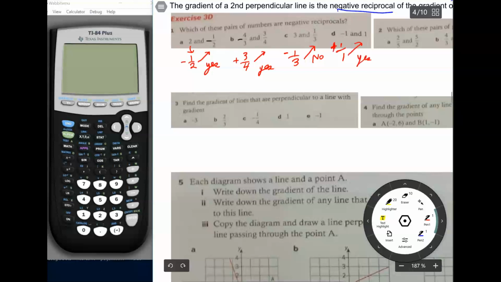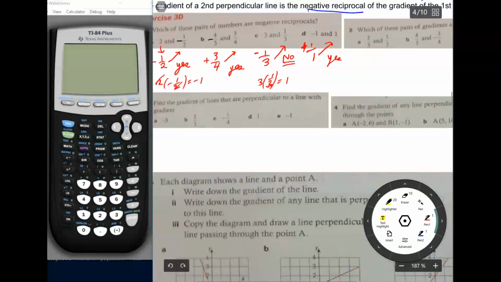Another way you could do it is you could multiply each of these together. If they're negative reciprocals, if you multiply them together, you should get negative 1. So if I multiply together 2 and negative 1/2, the 2's cancel, I get negative 1. So it worked. If I multiply 3 and 1/3, I end up with 1. I don't end up with -1, I end up with 1. To find out if they're negative reciprocals, I need to multiply them together and get -1, not 1. So that's another check you could do.